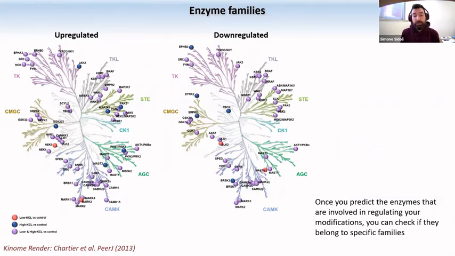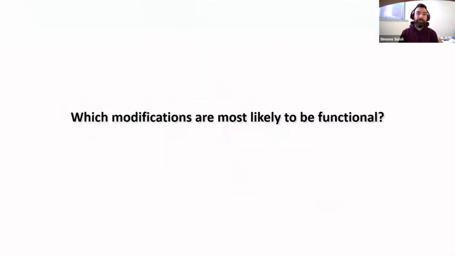There is software, for example Kinome Random, which you can use to tell you to which families the kinases that you found belong. And then you might use, for example, drugs that are less specific, or maybe a mixture of drugs that target kinases of a specific family. And I think I'm going towards the end here.